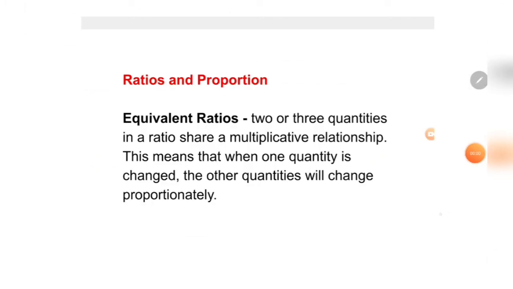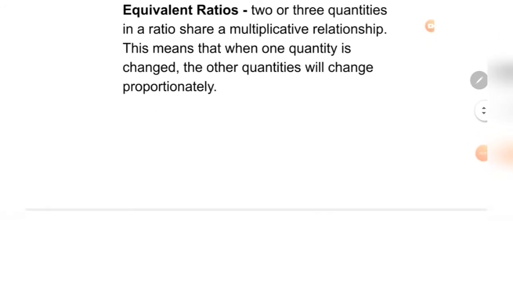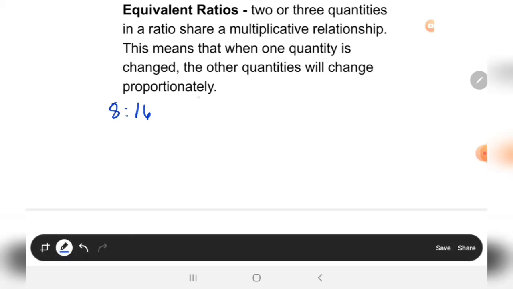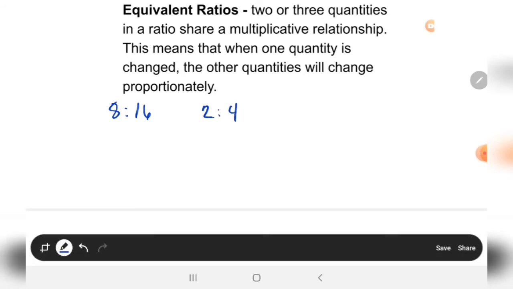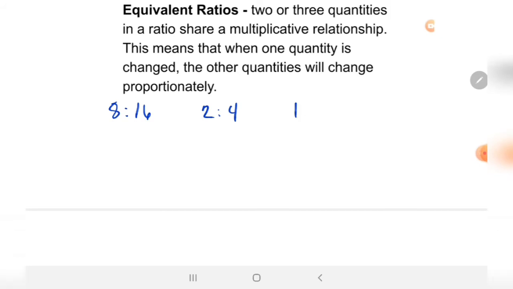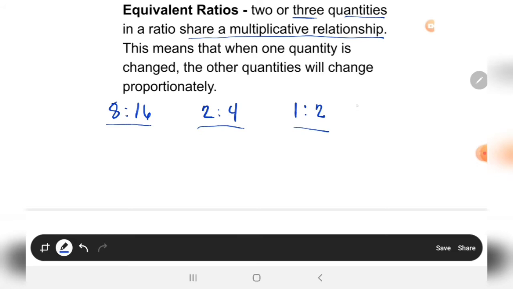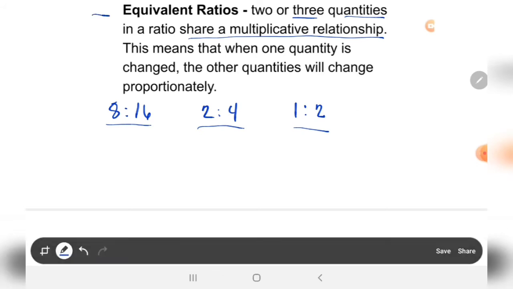Next, let's take the above example where we have 8 bananas and 16 apples. Alex divided by 4, and that is 2 and 4, and then he puts them in a box by 8, so that would be 1 and 2. Now, these three quantities share a multiplicative relationship. Let's prove that these are equivalent ratios.